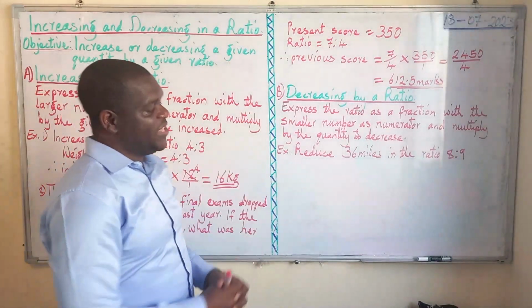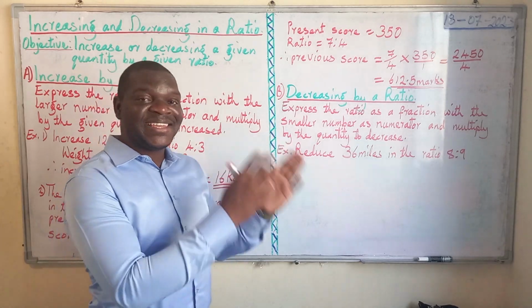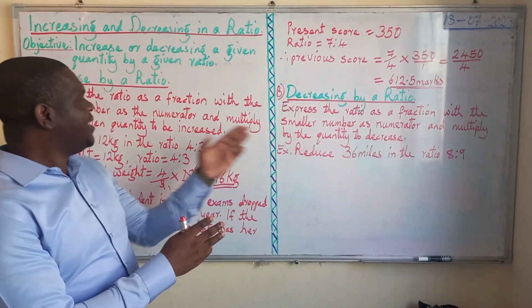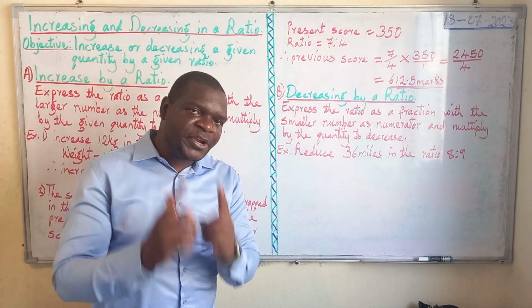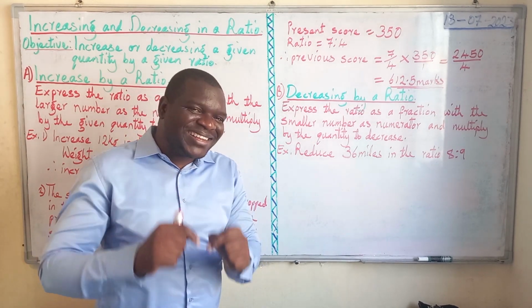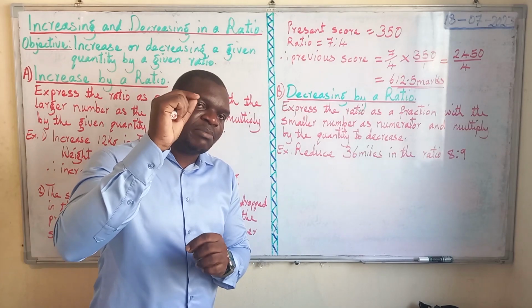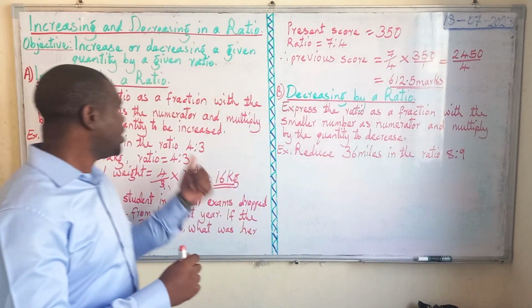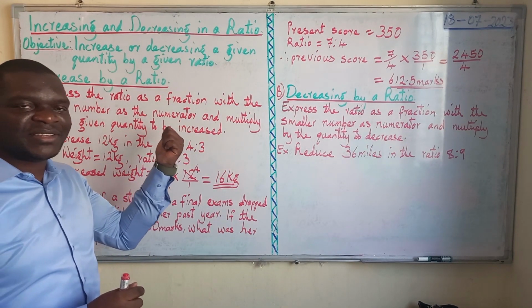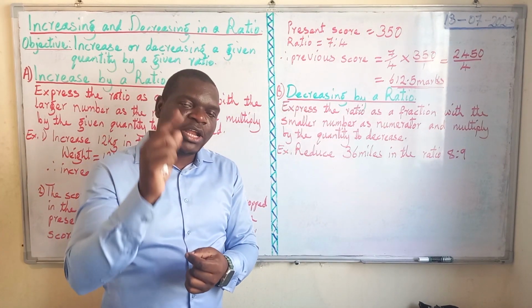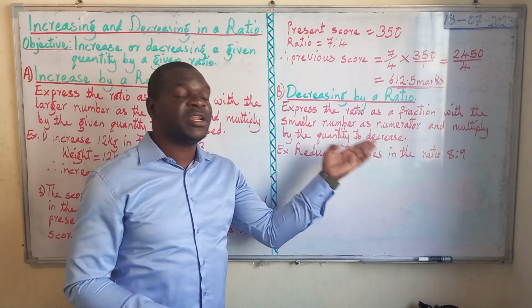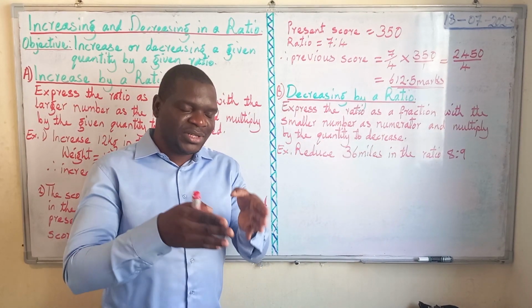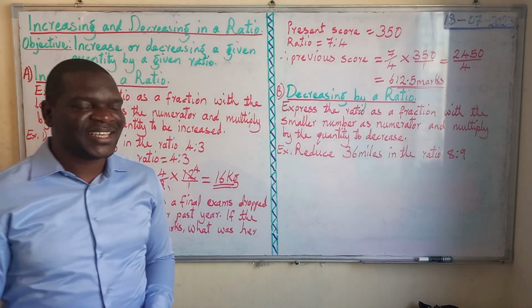ratio. B, decreasing by a given ratio. Just like increasing, it says express the ratio as a fraction. But this time around, the smaller number should be the numerator and not the larger number like in increasing. So here, the smaller number will be the numerator, and you multiply that fraction by the quantity you have to decrease. Let's look at this first example.